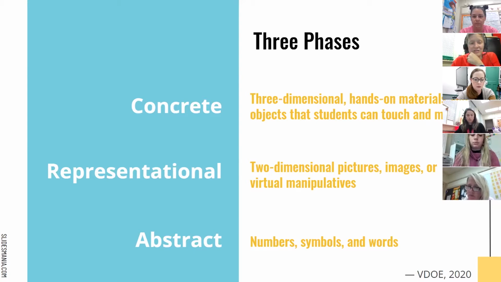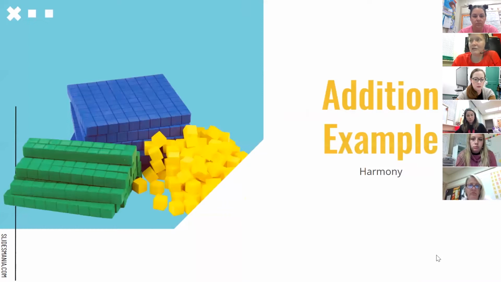And then abstract is when we take those mathematical ideas and move them into numbers, symbols, and words. So what we typically think of as solving math problems, plus, minus, all that kind of stuff. That's when we talk about abstract, but it's way more than that too, not just the computation. And these descriptions came from a particular document from the VDOE that is linked at the very end of the presentation, if you want to take a look at that.